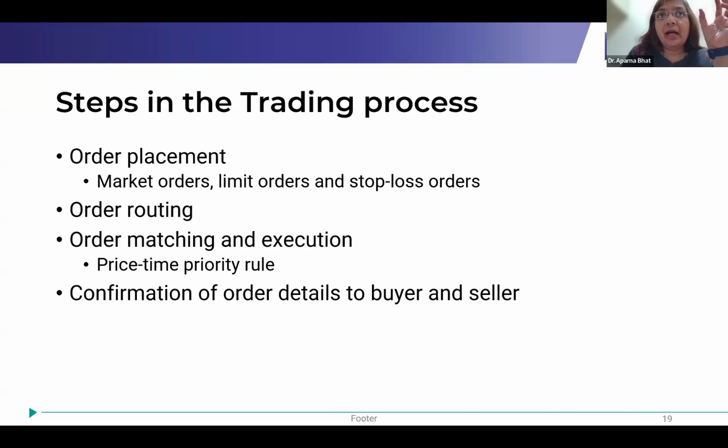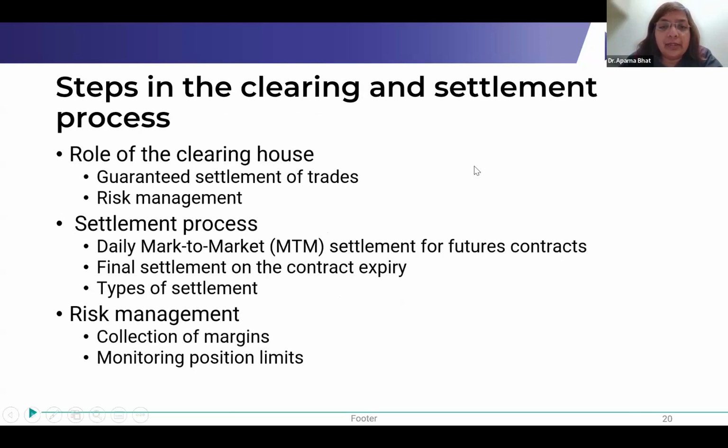What does it mean? It means that the exchange will rank all the buy orders and sell orders, right? So the buy order at the highest price will be ranked first, right? And the sell order at the lowest price will be ranked first, right? And if there are two orders at the same price, suppose there are two buy orders, both at the price of 100, then which one will get priority? The one which has been entered first. Okay, so if there are two orders at the same price, the order which has been punched in first, the timestamp, will get priority. So this is known as the price time priority rule. And as per this rule, the exchange matches all buy and sell orders and executes them. And once the order is executed, the buyer and seller receive the confirmation details, right?